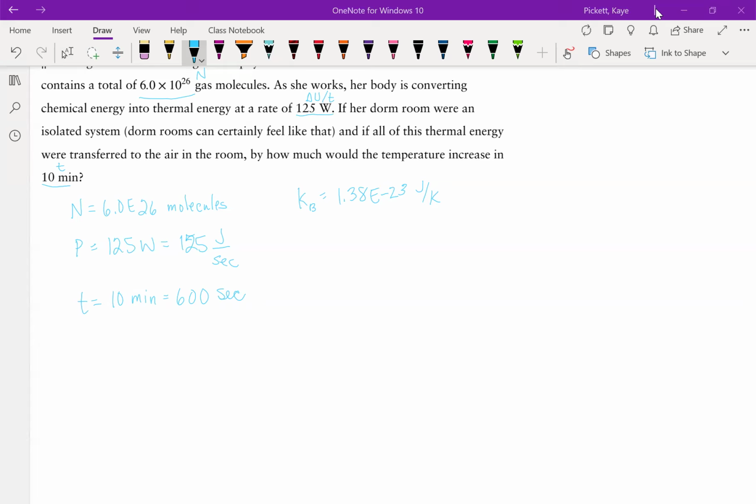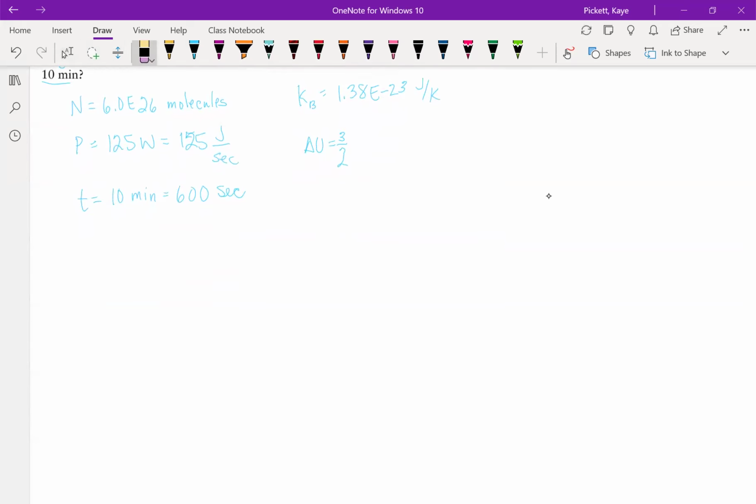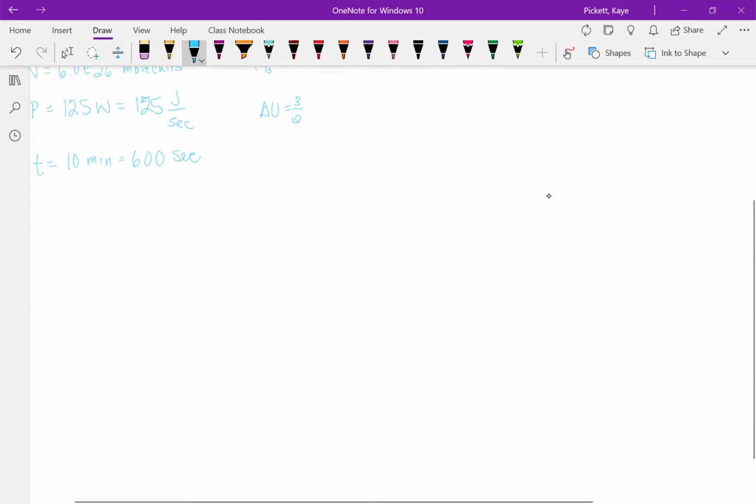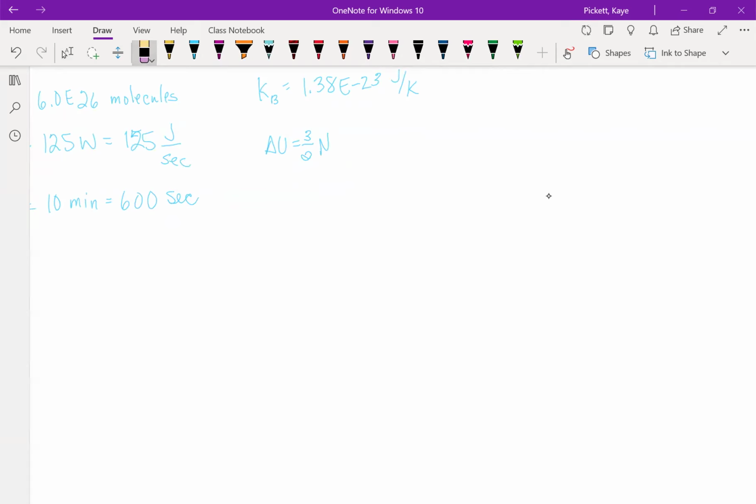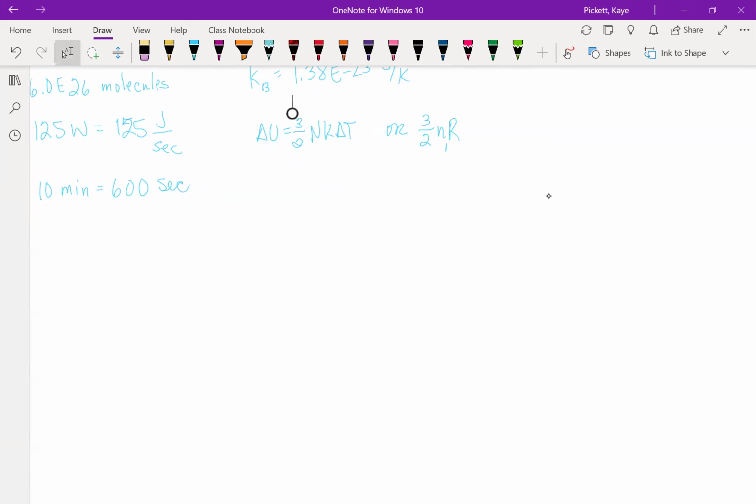Our equation sheet says that we have delta U is equal to 3/2 N k delta T. All right, this is the same thing as 3/2 little n R delta T, which we derived both of those equations in the lesson.